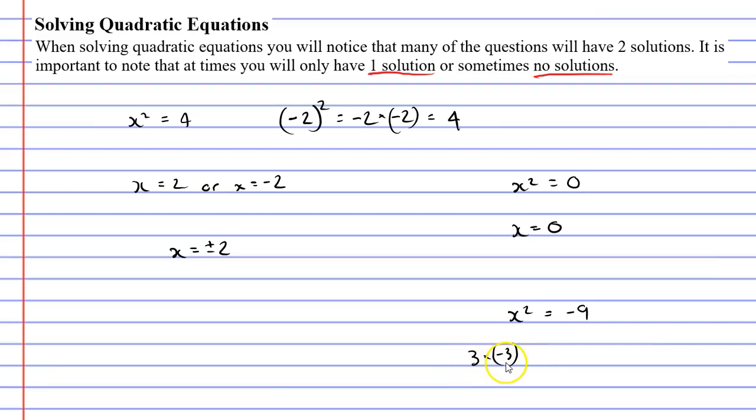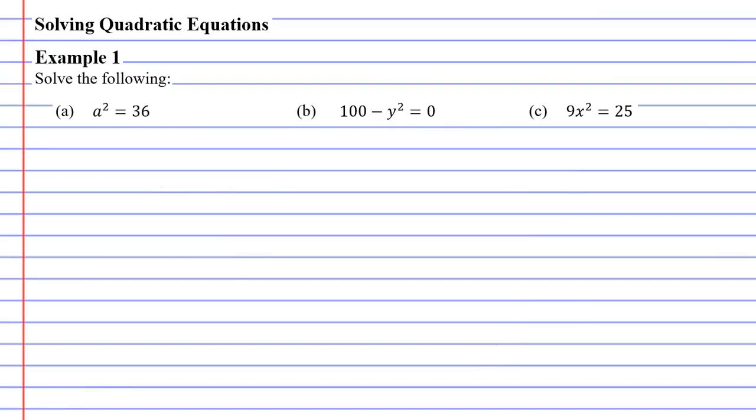But these two numbers are not the same. We could do 3 times 3 or negative 3 times negative 3 to make them the same. But that would give us positive 9, not negative 9. It's impossible to square a number and get a negative solution. So if you were given this question, your response would be that there are no solutions. Anyway, let's get into the examples now.